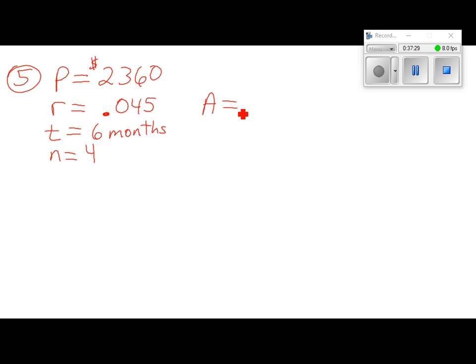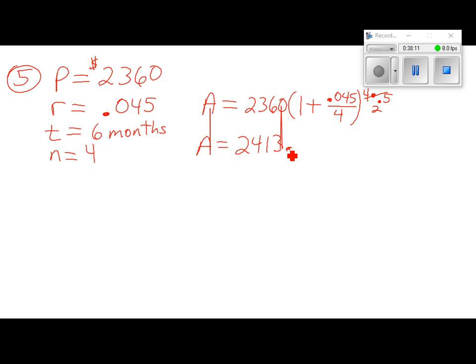So our A equals our principal times 1 plus 0.045 divided by 4. What are we going to do with the 6 months on our time? 0.5. So it's 4 times 0.5. What is 4 times 0.5, or what's half of 4? 2. So all that would just be 2 when you type it into your calculator. $2,413.40. Anybody else get that? Yep.